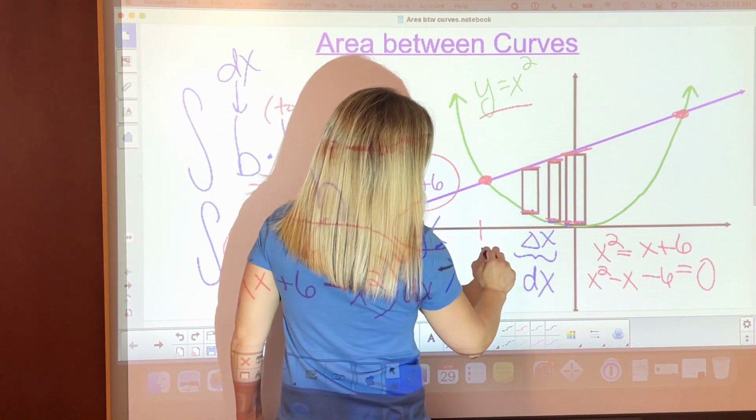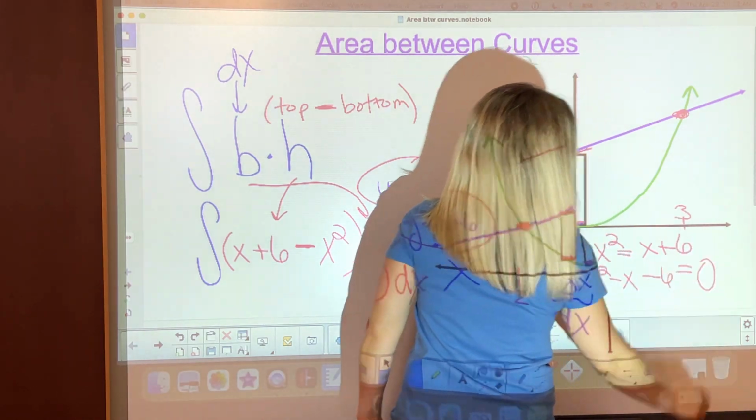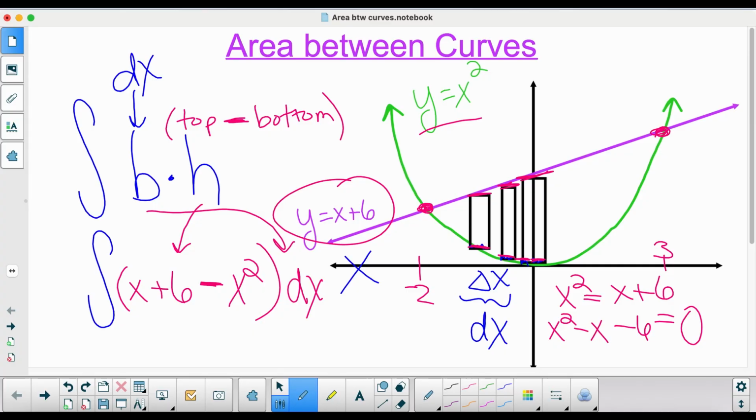You'll find that they intersect. This is your -2 value, and your x value here is at 3. And we don't need to know the y values, right? Because this problem is a dx problem. Since it's a dx, your bounds will be in x values. So this will be from -2 to 3.